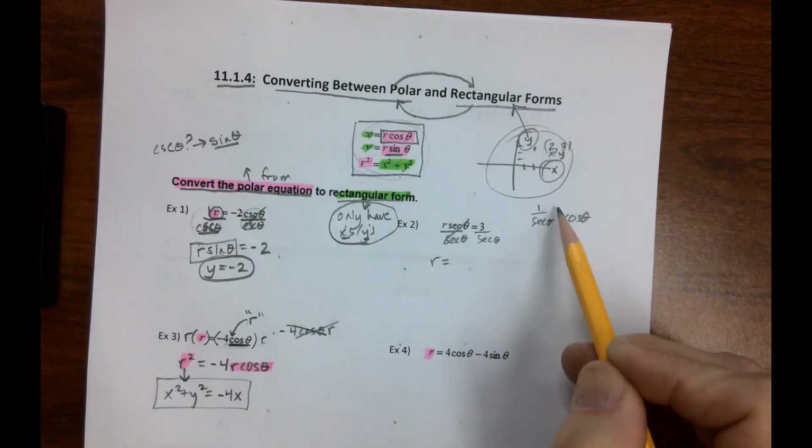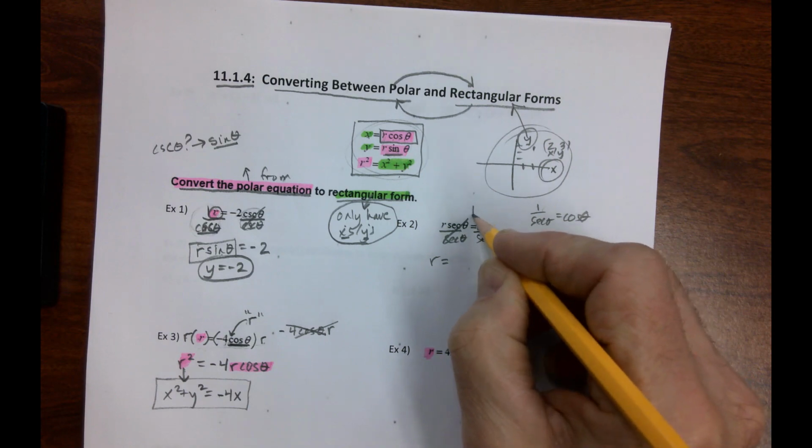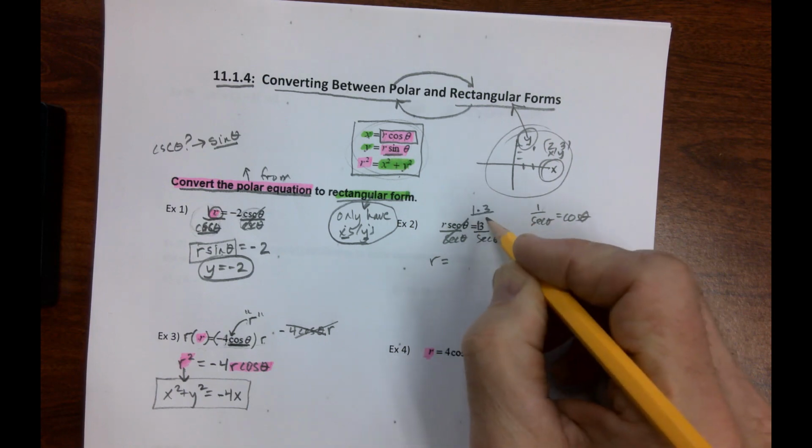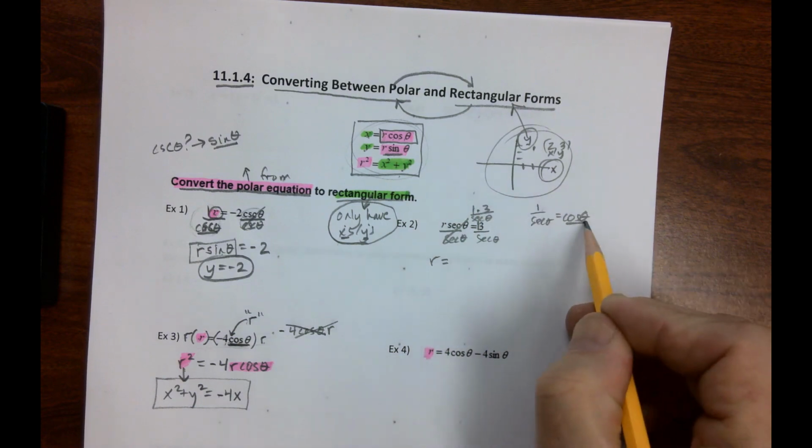So I'm going to substitute this. I'm going to put a 1 times 3 over secant. I'm going to really concentrate on 1 over secant, and I'm going to replace it with cosine.